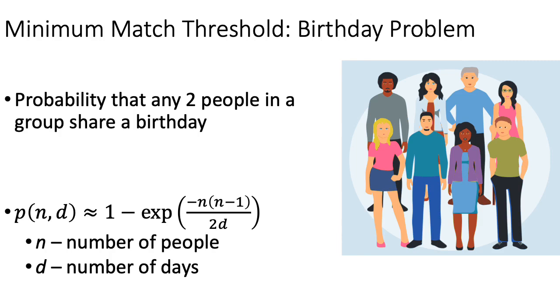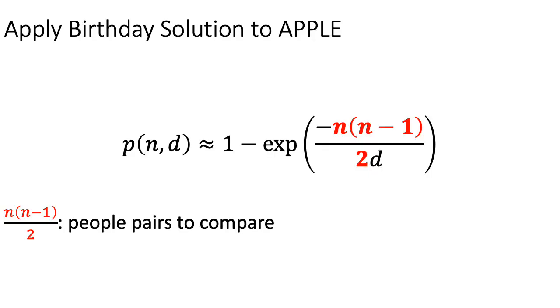So to set the minimum match threshold, I use a generalized solution to the birthday problem to approximate the probability of a random collision. The birthday problem asks, given some number of people in a group, what is the probability that any two of them share a birthday? And I've put a common approximation of a generalized solution to this problem on the slide, where n is the number of people in the group and d is the number of days in a year.